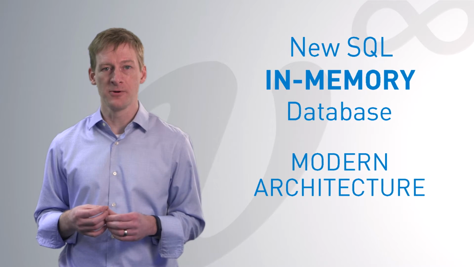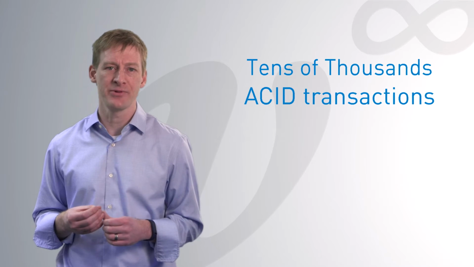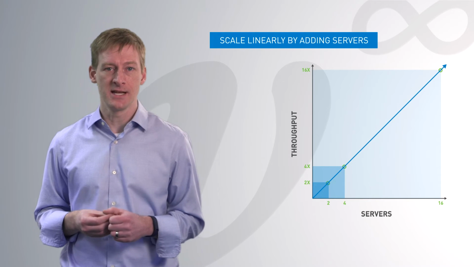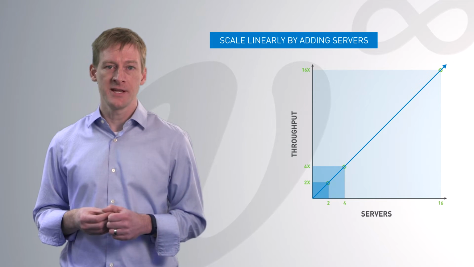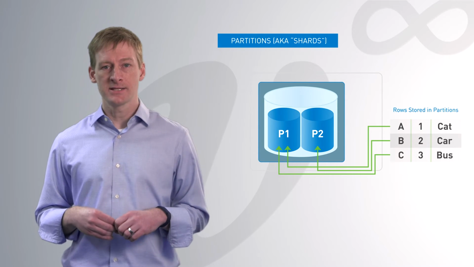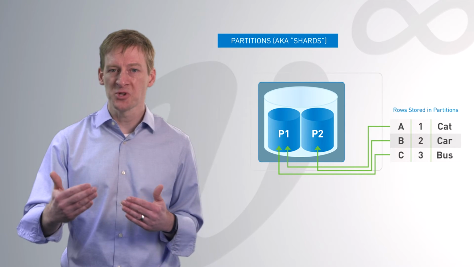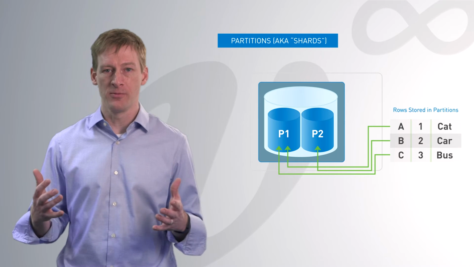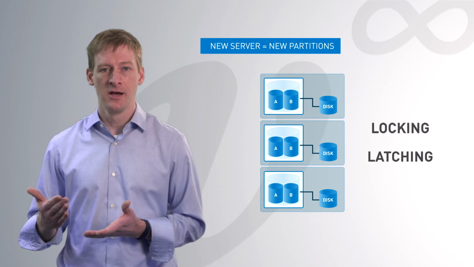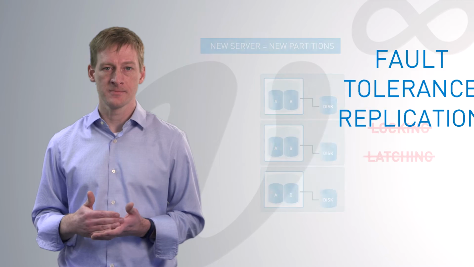A single 4-core VoltDB server can perform millions of SQL statements per second and tens of thousands of complex ACID transactions. If that's not fast enough, you can add more servers to the database to go faster. The database divides the full data set into partitions, also known as shards. Data and table rows are distributed across these partitions. Adding new servers expands the total number of partitions in order to add more performance. VoltDB's architecture allows each partition to run independently without the expensive locking or latching contention of traditional systems.